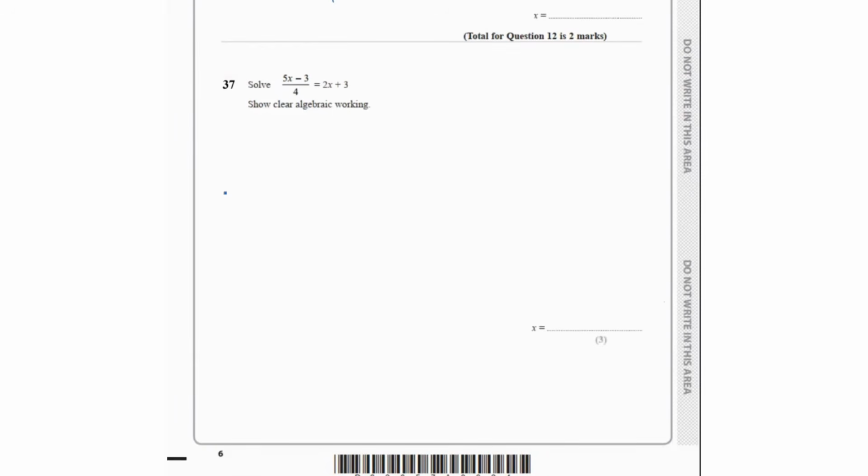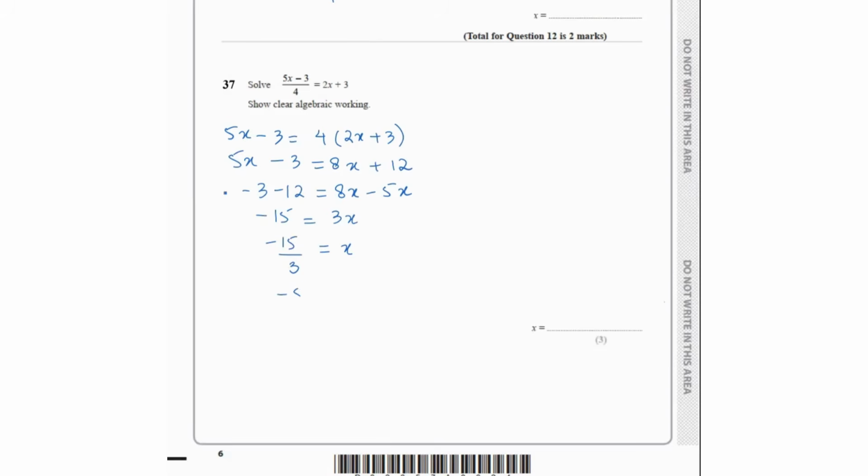Then solving a linear equation with variables on both sides. So either they can give you fractions on both sides or just one side. So what you will do is you will always cross multiply to get rid of the fraction. So 5x minus 3 equals 4 times 2x plus 3. Expand the bracket now. So that's 8x plus 12. Collect the like terms on both sides. Negative 3 minus 12 equals 8x minus 5x. Negative 15 equals 3x. Negative 15 divided by 3, and x is negative 5. Simple as that. Easy 3 marks.